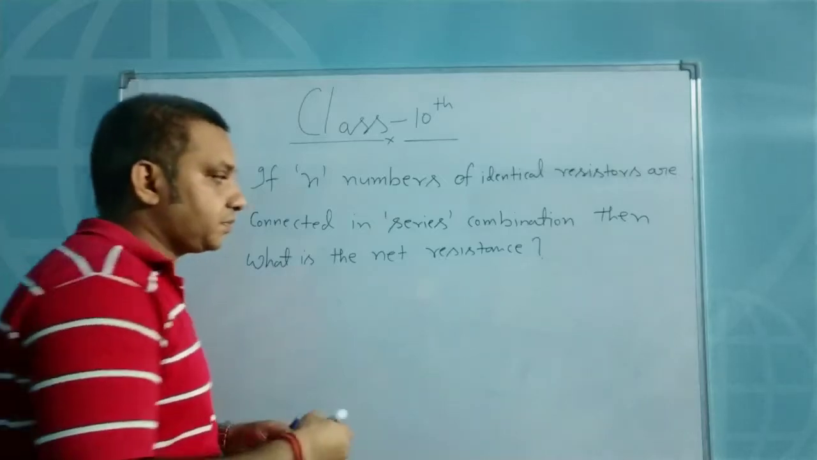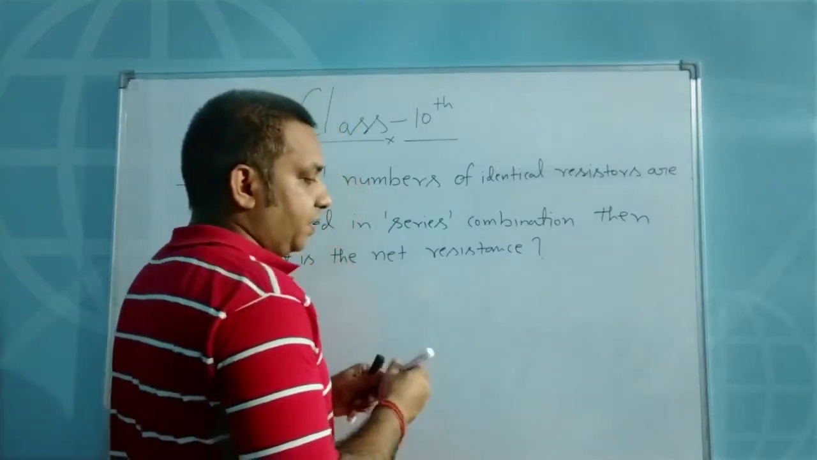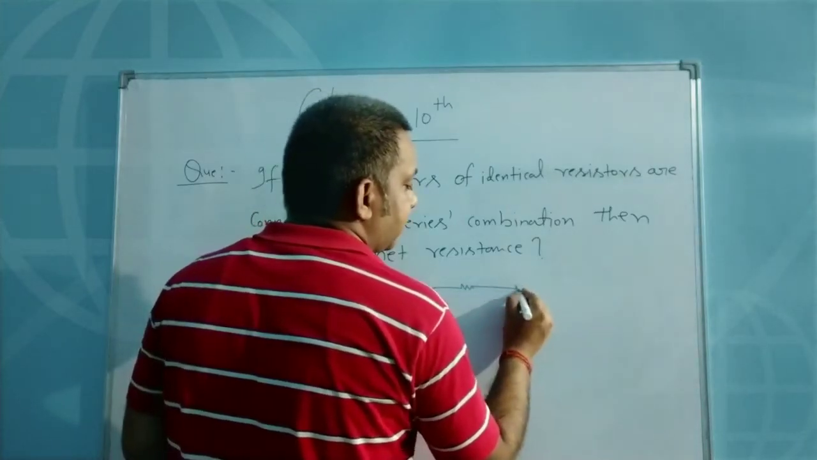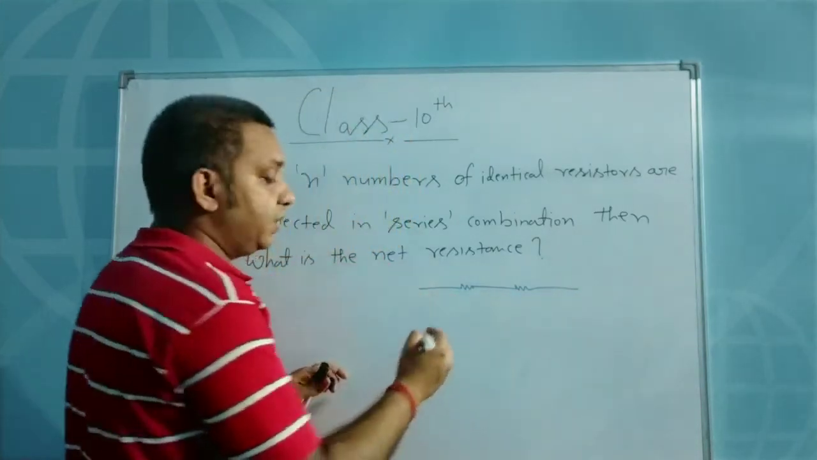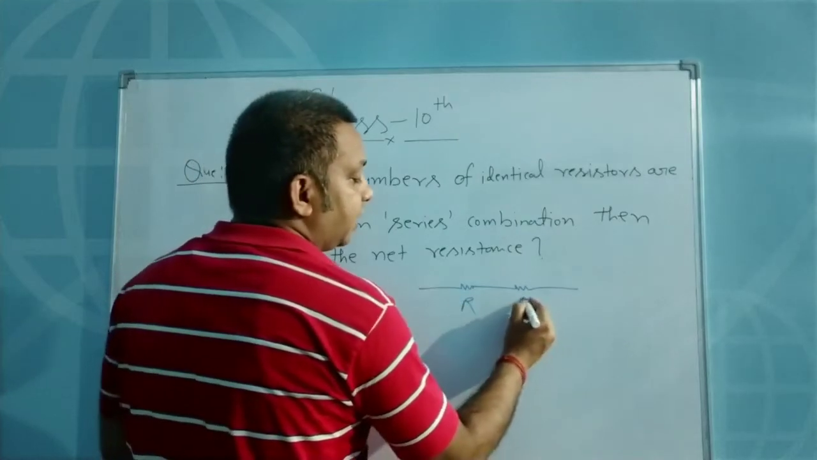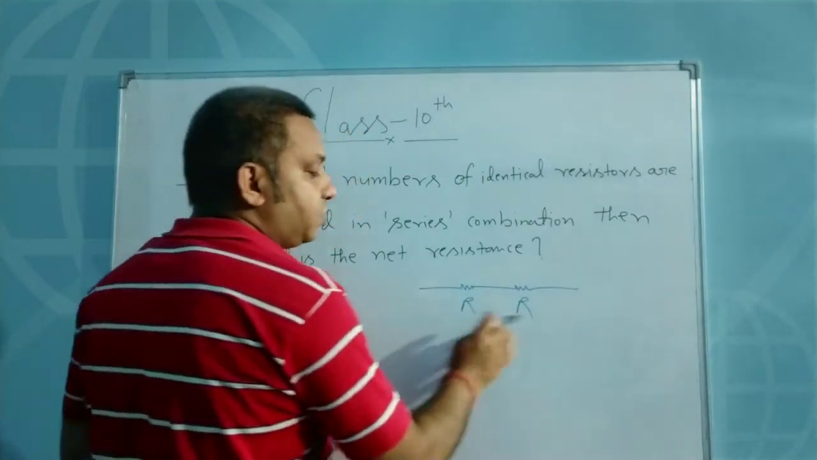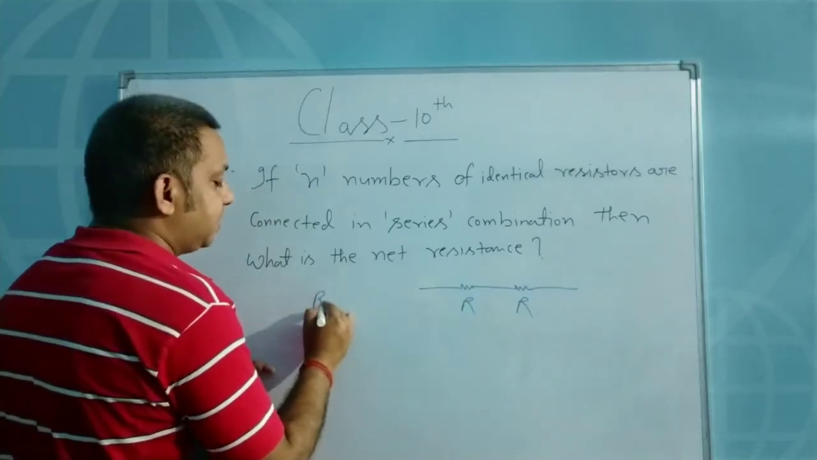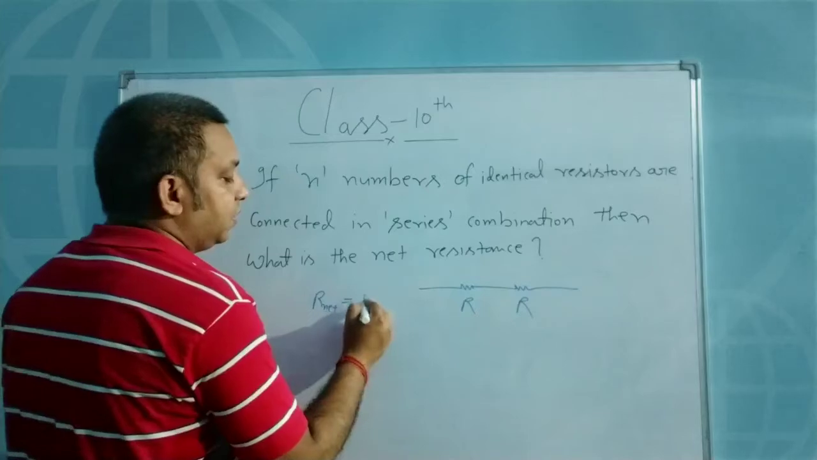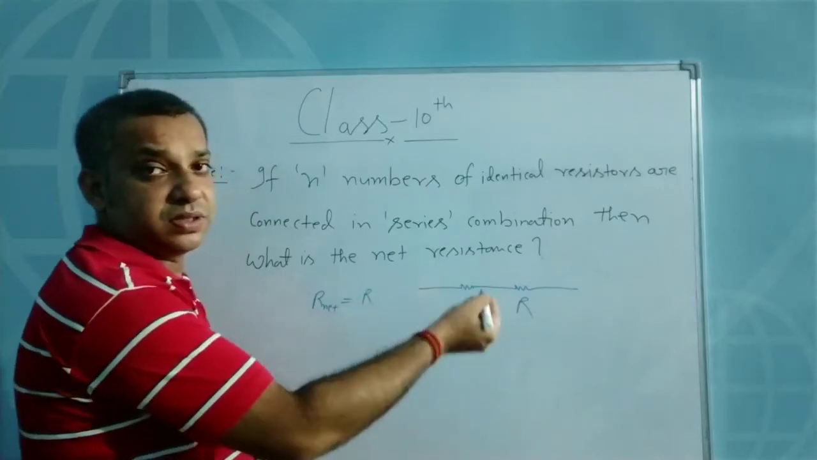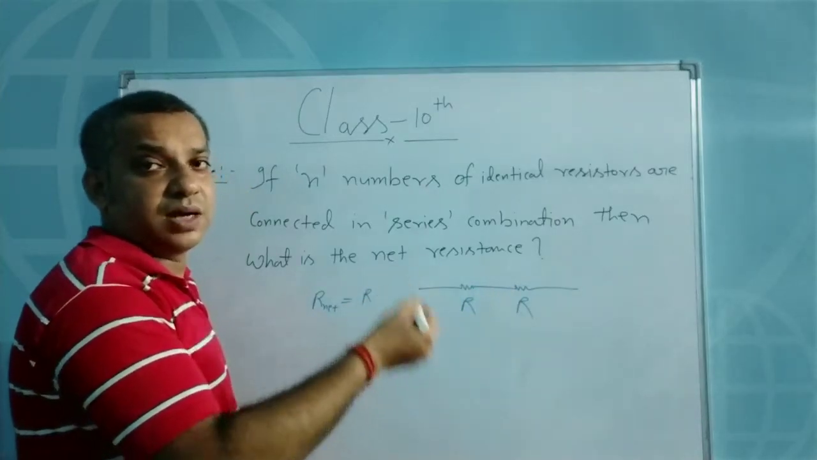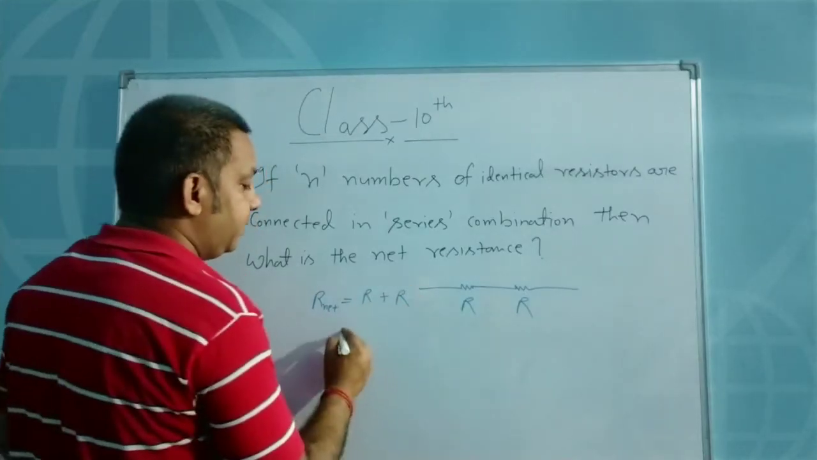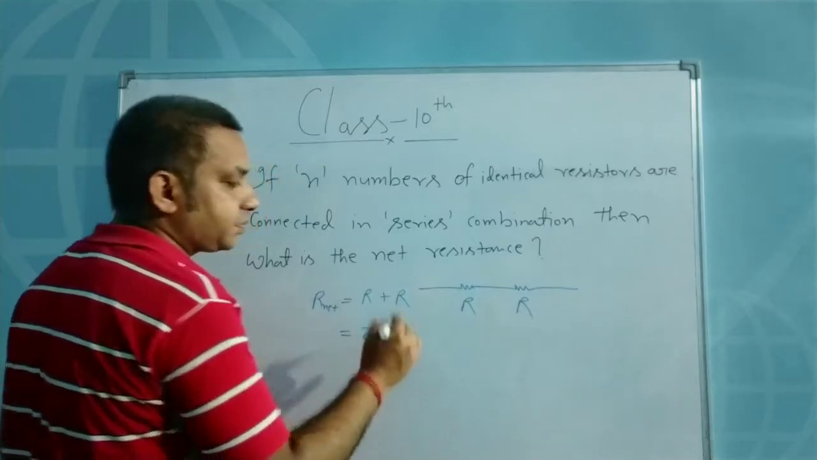Let us see here. If two resistors, those are identical, I am assuming both are R and R. If these two are connected in the series combination, what will you get as R net? You will get R net is equal to R1 plus R2, because in the series combination we get the formula R net is equal to R1 plus R2. So here you will get R plus R, or 2R.